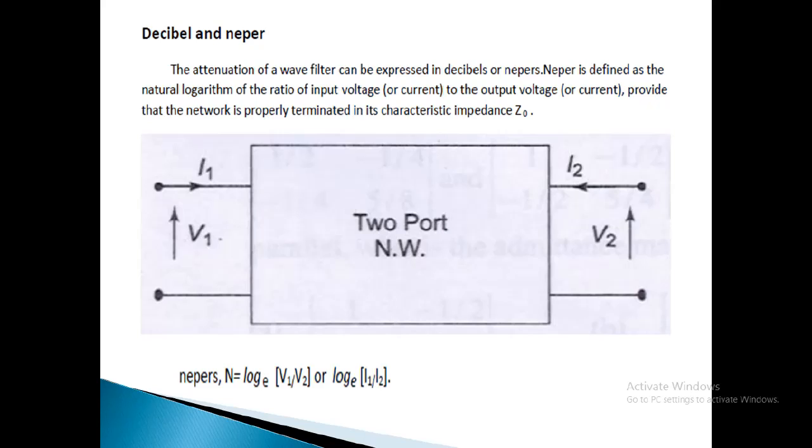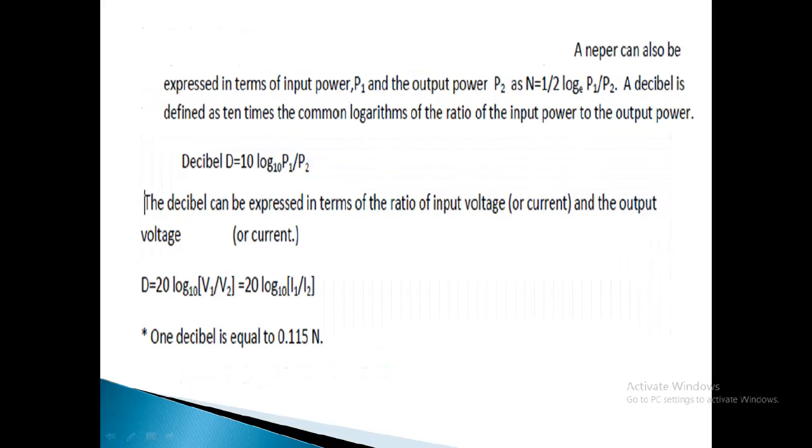So here, what is a Napier? Napier, N, is equal to the natural logarithm of the ratio between input voltage and output voltage, that is, log base e of V1 by V2, or log base e of I1 by I2. A Napier can also be expressed in terms of input power P1 and output power P2 as N is equal to 1 by 2 log base e of P1 by P2.